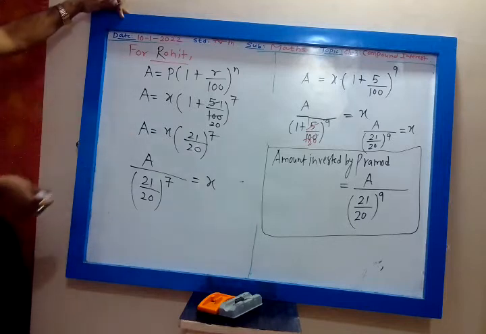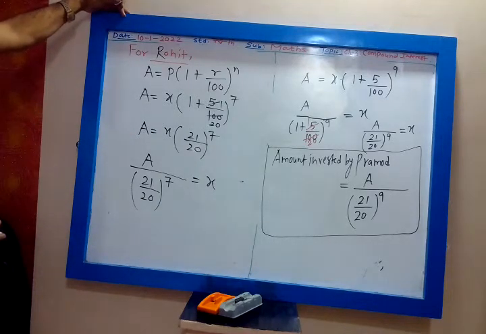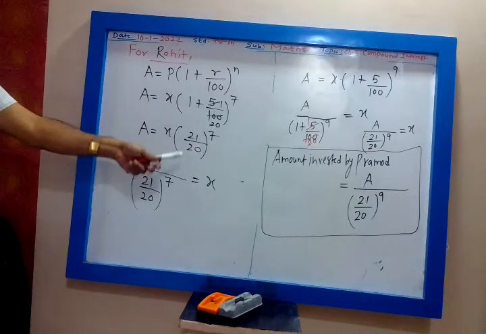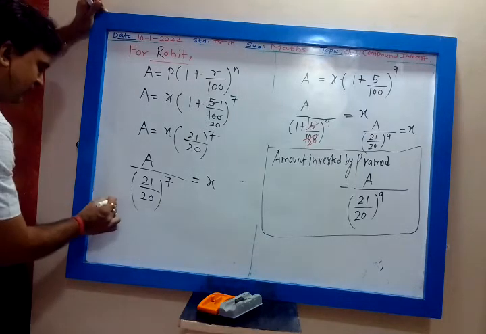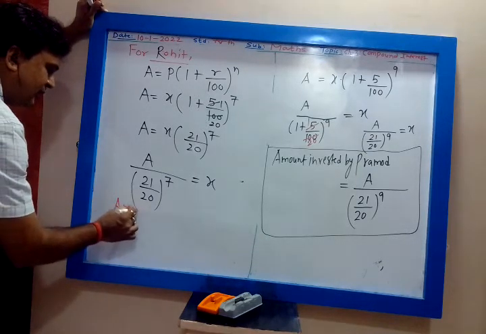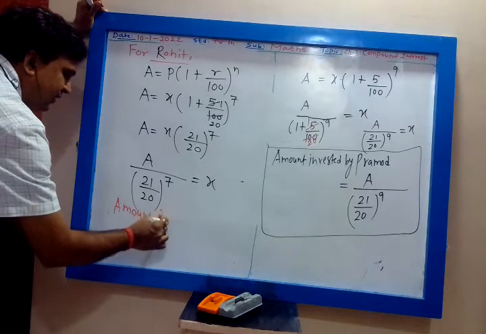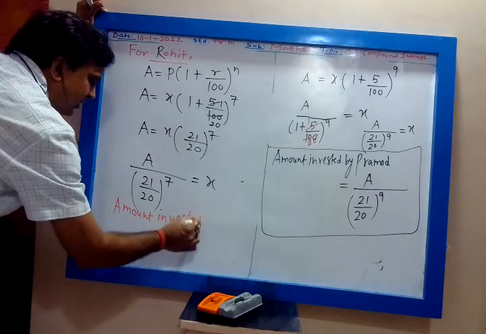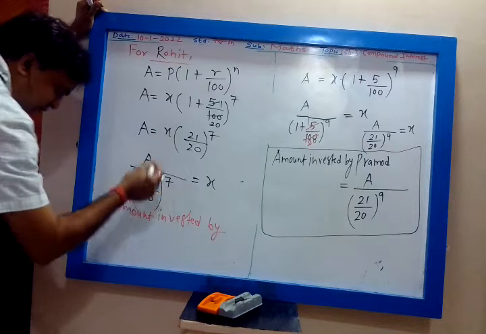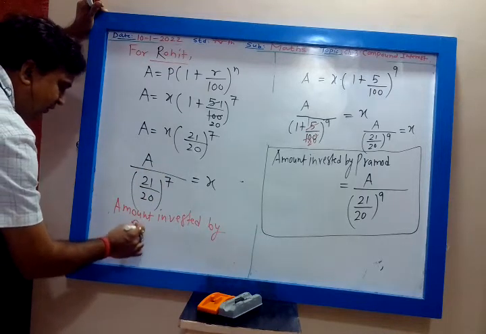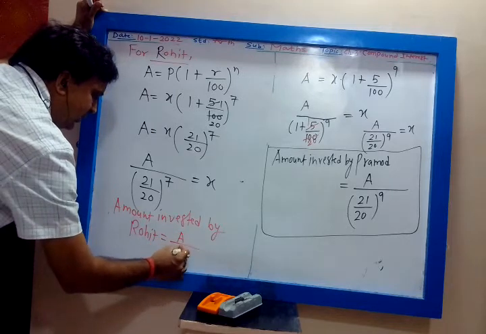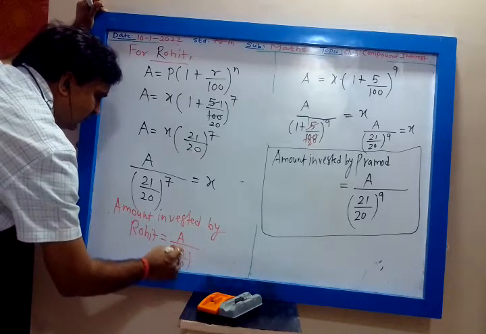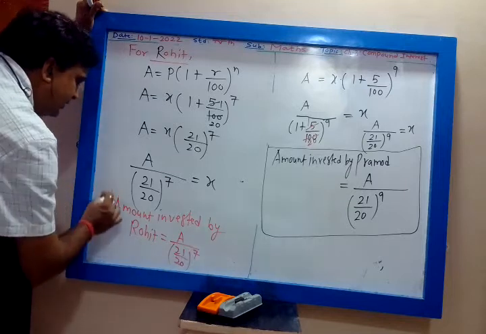And what is this X? This is the amount invested by Rohit, because Rohit and Pramod invest the same amount X. So the amount invested by Rohit is equal to A upon (21 by 20) raised to 7.